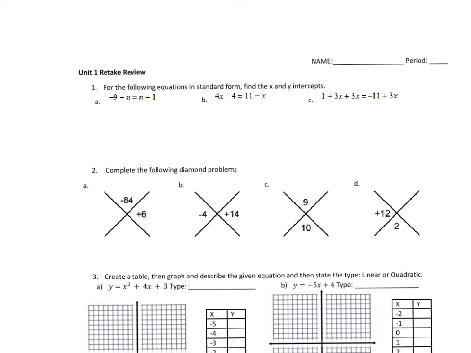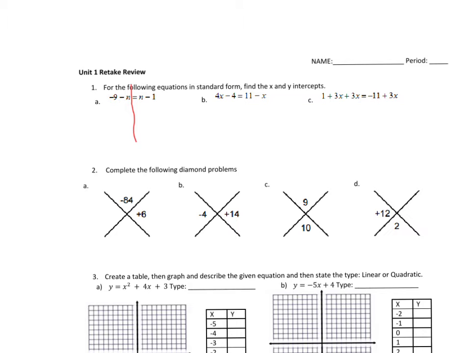For number 1 here, it says, for the following equations in standard form, find the x and y intercepts, which is technically incorrect because they don't want us to find the x and y intercepts. They want us to find what the actual unknown is. In this particular case, it's n. I got negative 9 minus n equals n minus 1. They want to know what n is.